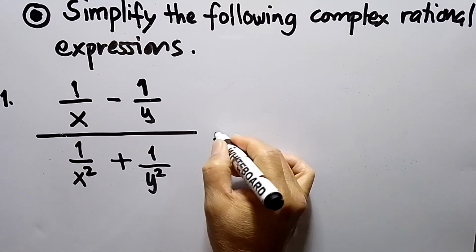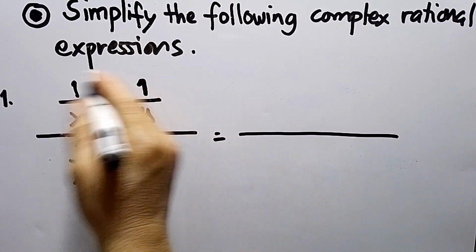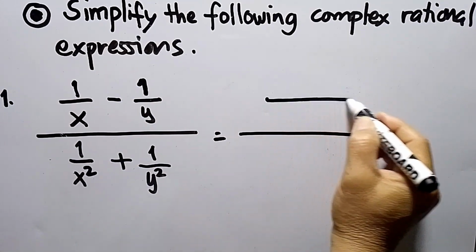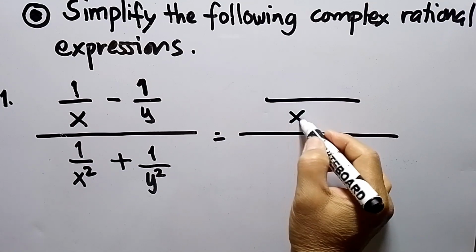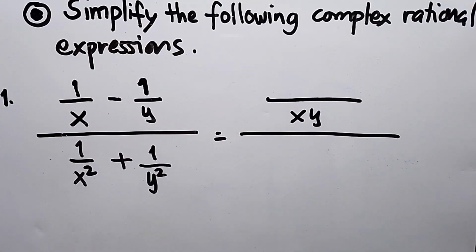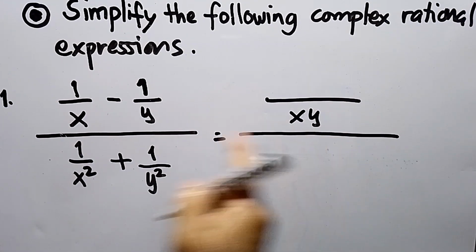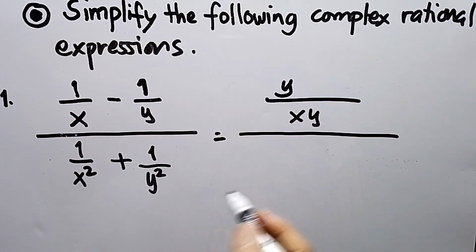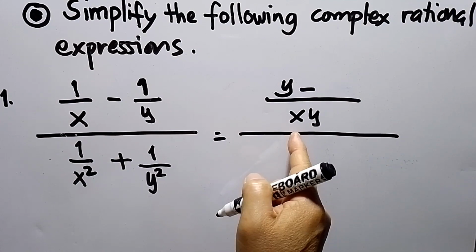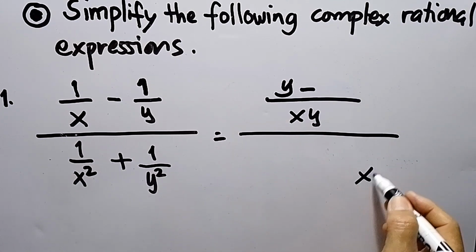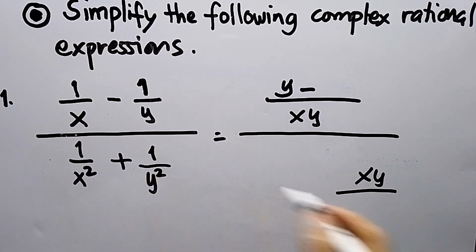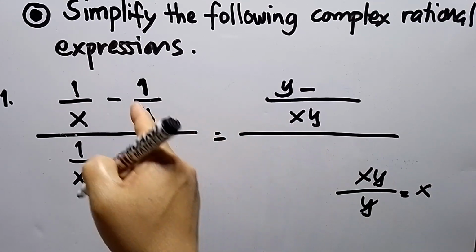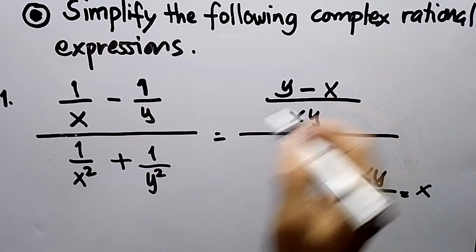Okay, first thing to do is I need to find the LCD of the numerator. This is the numerator and this is the denominator. So the LCD for the numerator will be xy. Divide by x, so we have y, and y times 1 is y, then minus xy, our LCD, divided by y. This will be crossed out, so I have here x times 1, this will be x.